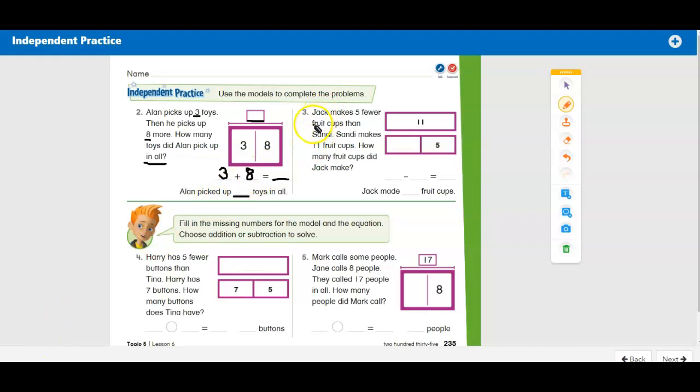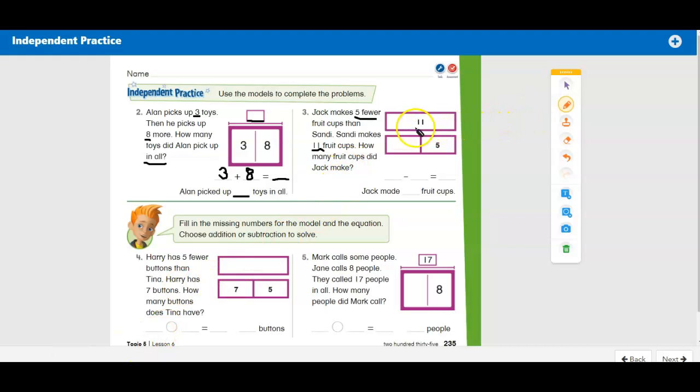On number 3, it says Jack makes 5 fewer fruit cups than Sandy. Sandy makes 11 fruit cups. How many fruit cups did Jack make? So this problem is set up a little bit differently. It tells us that Jack makes 5 fewer fruit cups than Sandy, and that Sandy makes 11 total. We want to find out, how many fruit cups did Jack make?